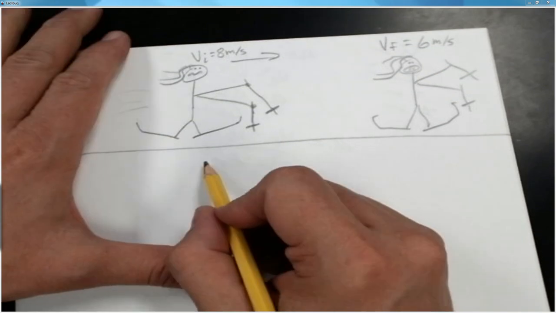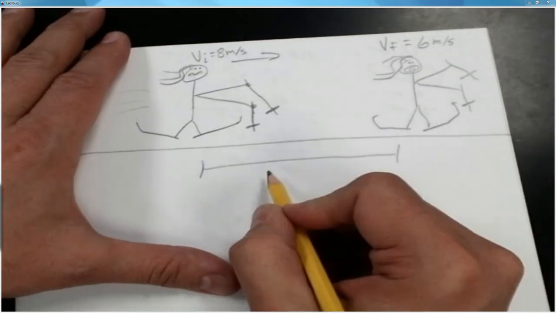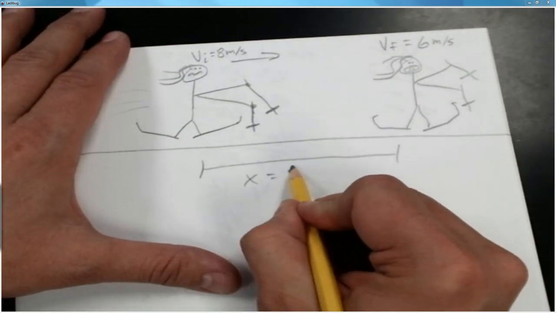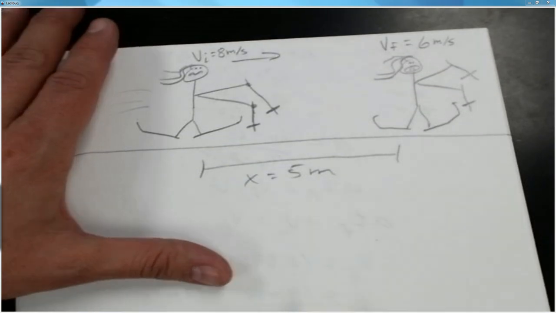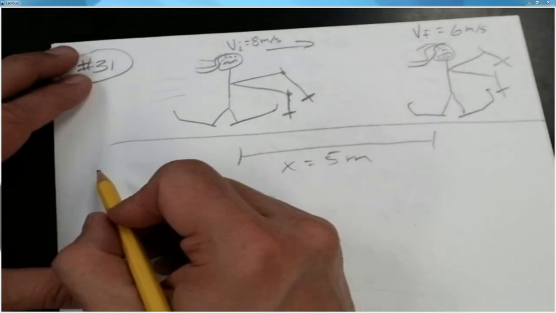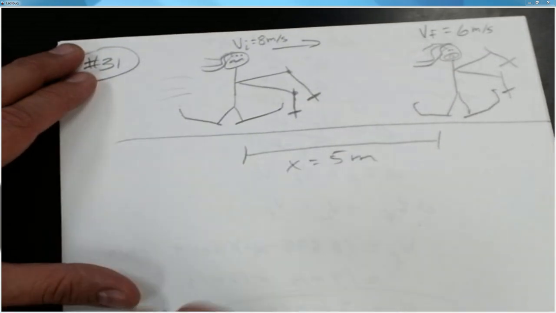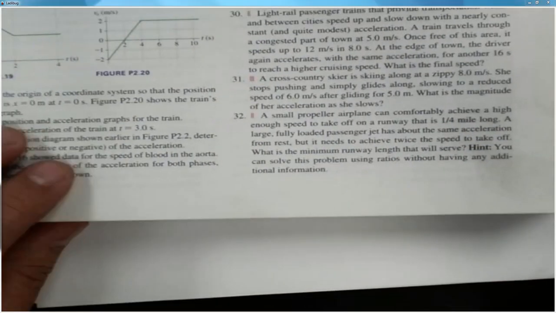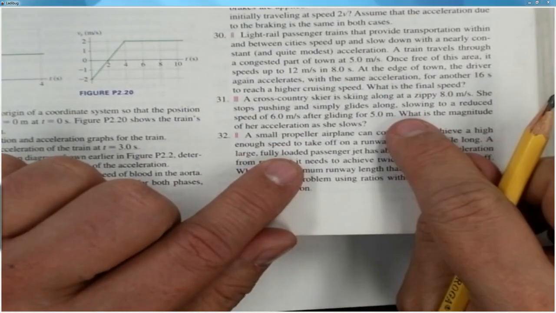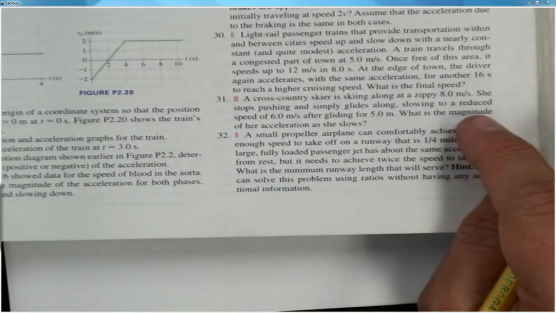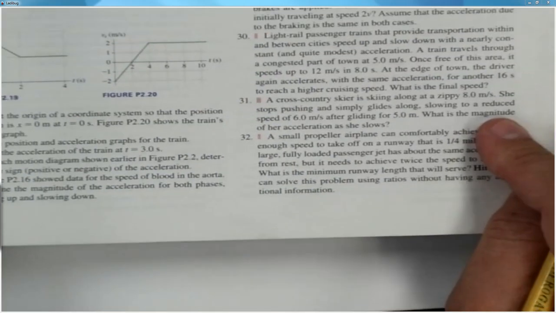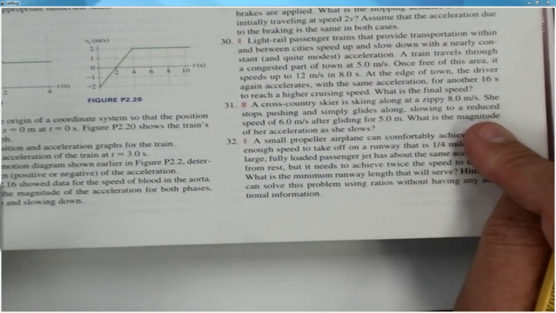So this young woman goes 5 meters as she slows down. And we are not supposed to find her acceleration. Oh, folks, that's tricky. Look at that. It does not say find her acceleration. It says what is the magnitude. Magnitude, remember, in physics means size or absolute value.